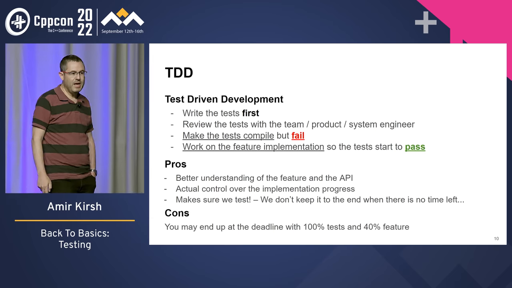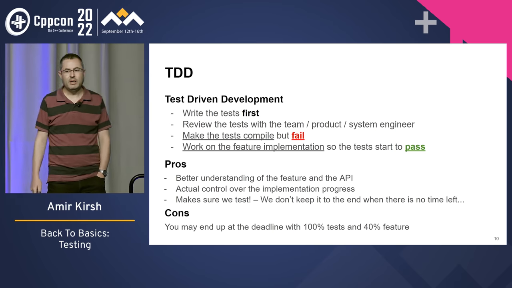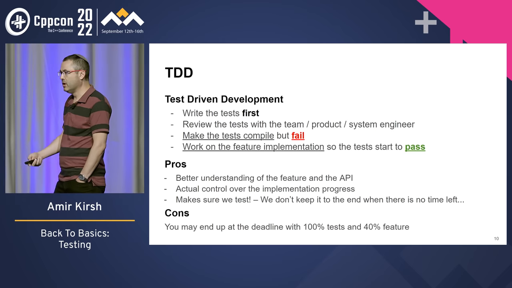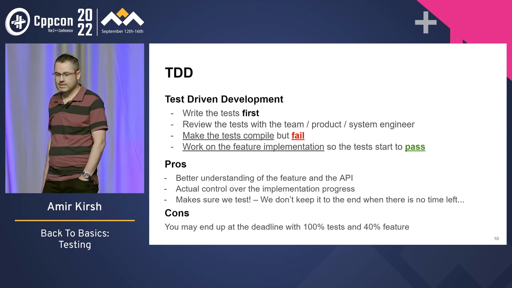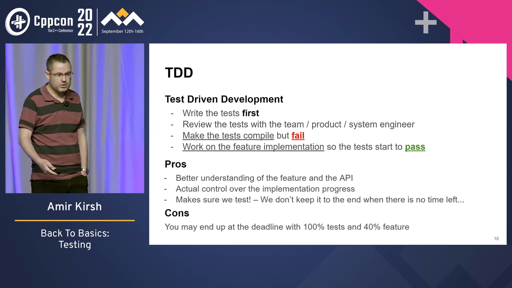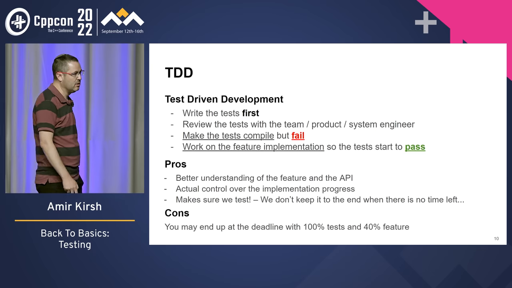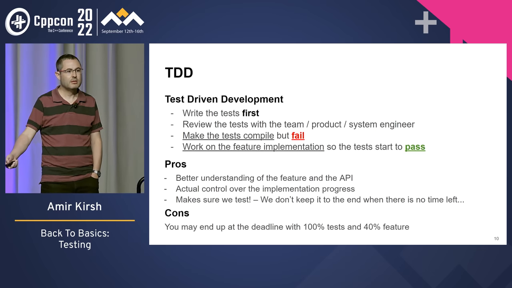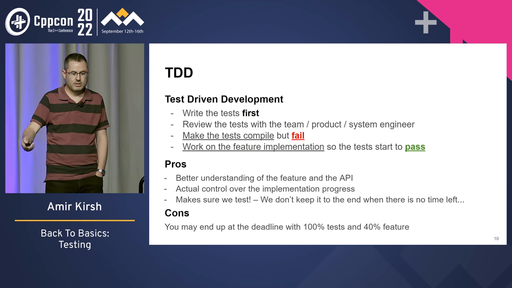Make the test compile but fail. A failing test is a good thing. Okay, we need now the code to work so the test would succeed, would pass. And then work on the feature implementation so the test would pass. And once the test passes, you know, I did that. It's quite Boolean. It's either it works or not.